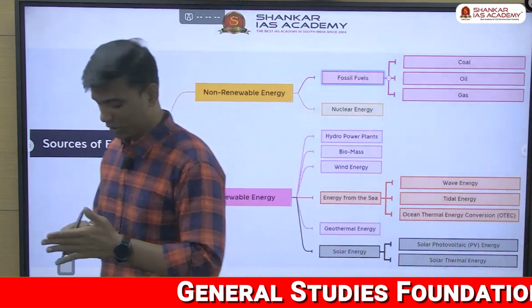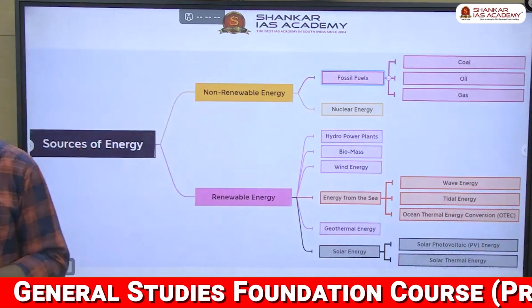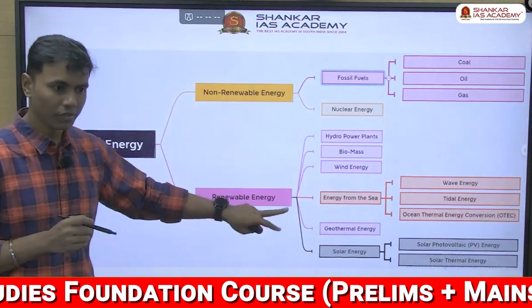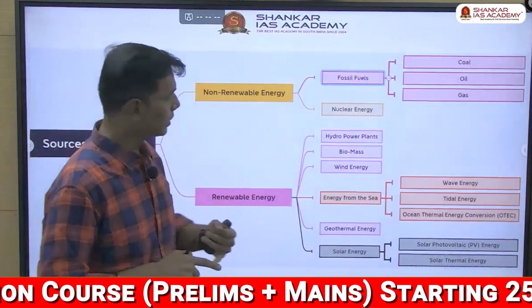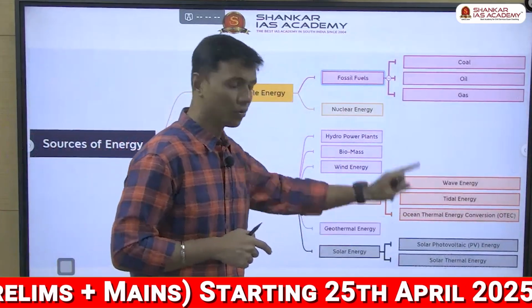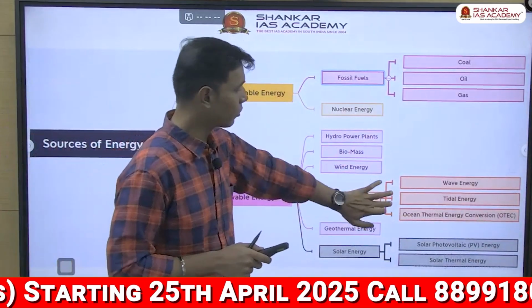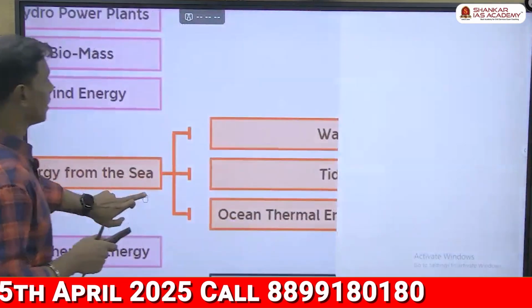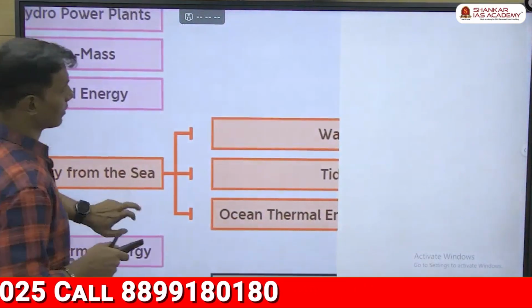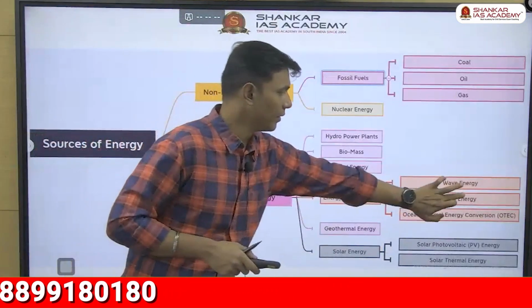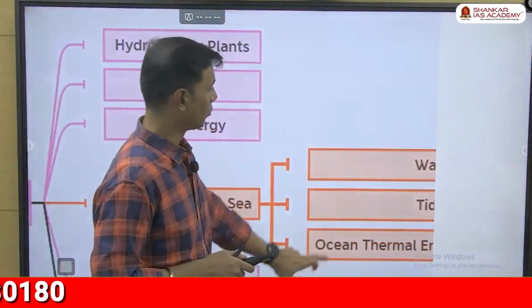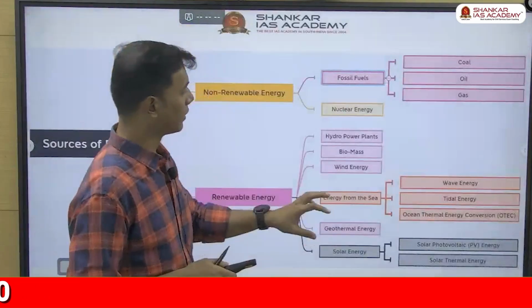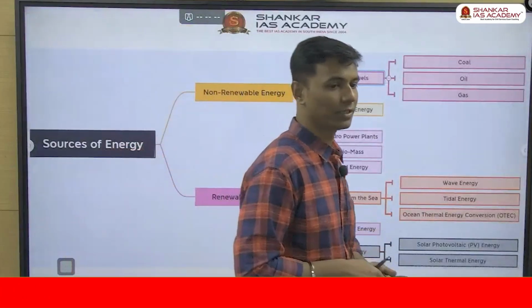There are 3 methods by which you can extract energy from sea. You understood these? Yes. One is wave energy, tidal energy, and then ocean thermal energy. There are 3 types. We are going to talk about all the 3. First of all, what is the difference between wave energy and tidal energy?